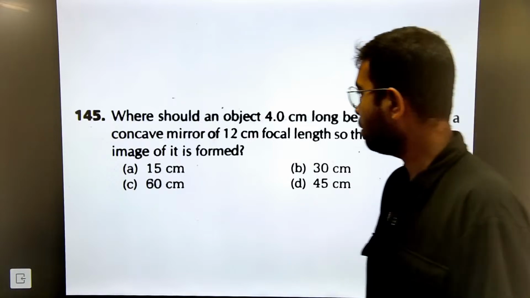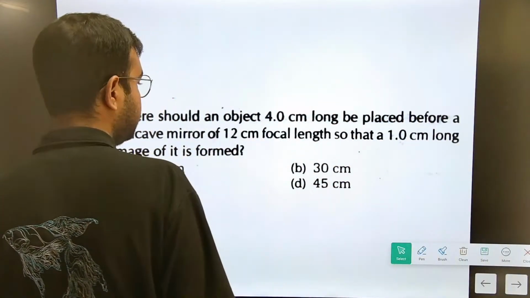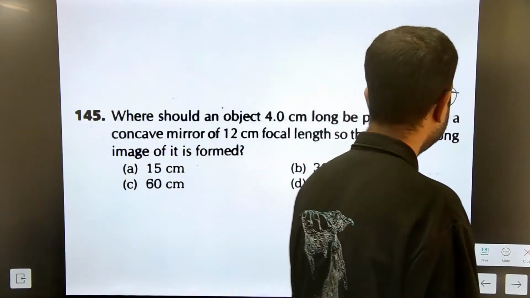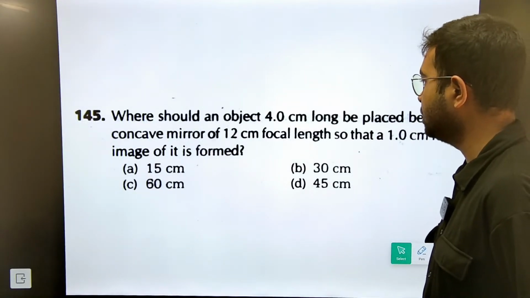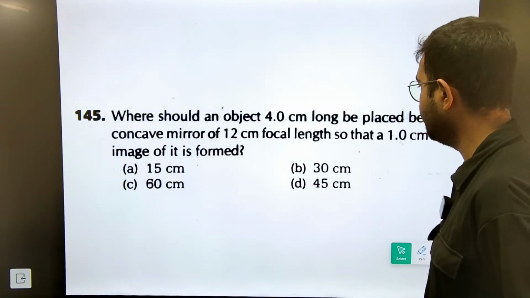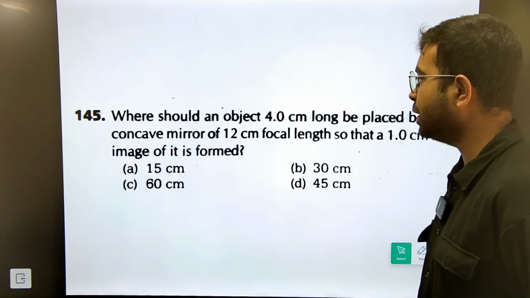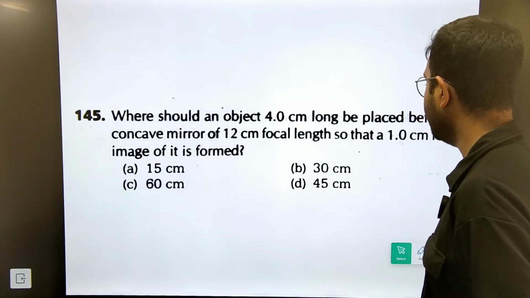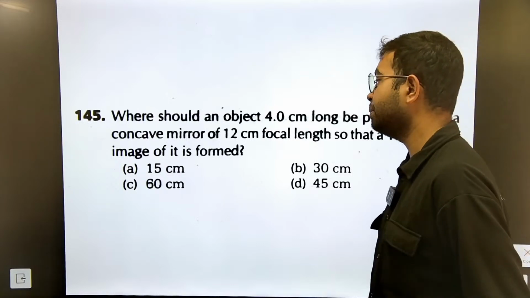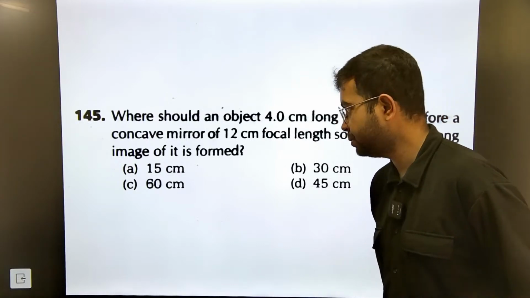ठीक है? Now let's look at the next question। It's a numerical from optics। Where should an object 4 centimeter long be placed before a concave mirror of 12 centimeter focal length so that a 1 centimeter long image of it is formed? ठीक है?